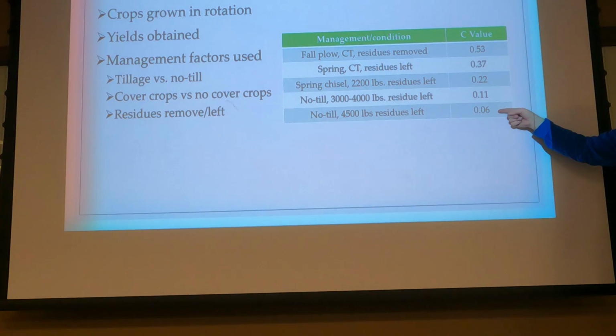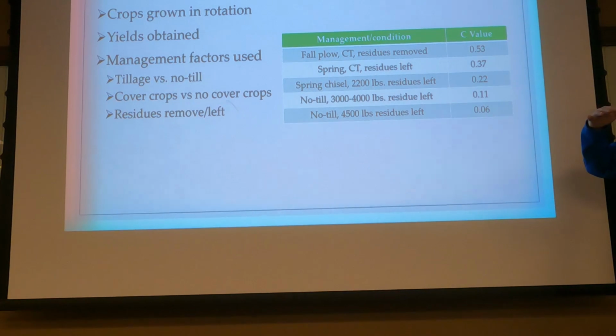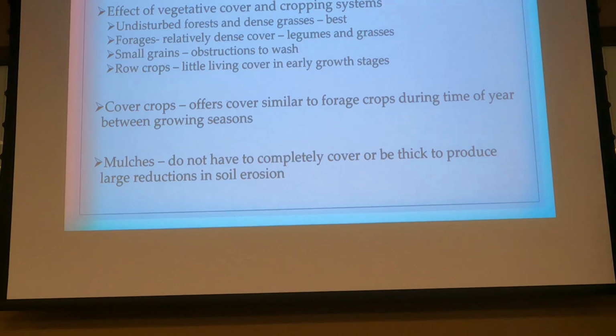Finally, when we leave it alone and leave all the residues out there, now we're starting to make an impact on our soil loss because the water can't get to it. If there's a layer of crop residues over the soil, it's not going anywhere. It's covered. It's protected.